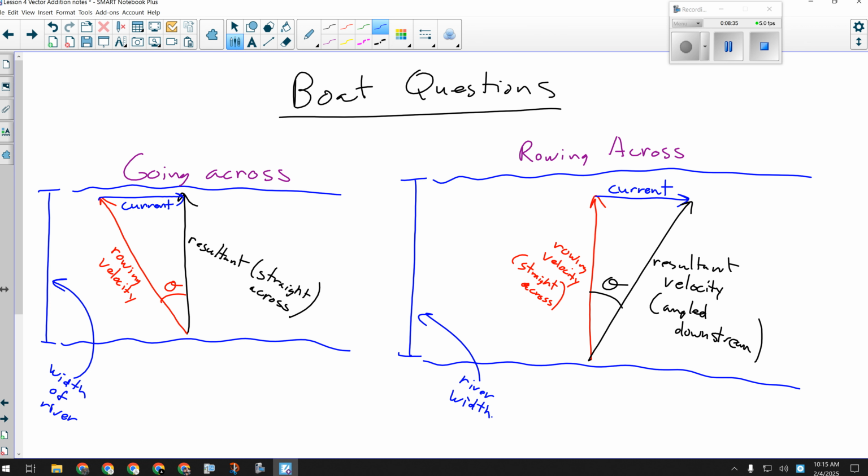So in a going across question, I would have to calculate my resultant because the resultant is the one that points straight across and has the same vector as this. In a rowing across question, I would use the rowing velocity, which I'd probably be given because that one points straight across, as does this. If I had my resultant, that wouldn't work because it doesn't point the same direction this one does.